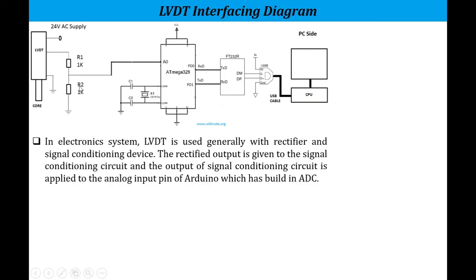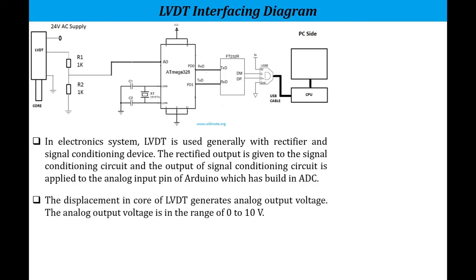So here you will observe that the output of the LVDT is connected to analog pin A0 of the Arduino, because it is a sensor. It senses displacement, so it is an analog quantity. The displacement of the core of the LVDT generates an analog output voltage, which has a range from 0 to 10 volt.